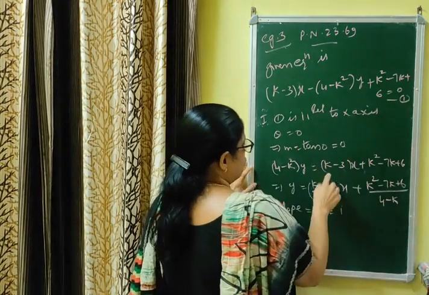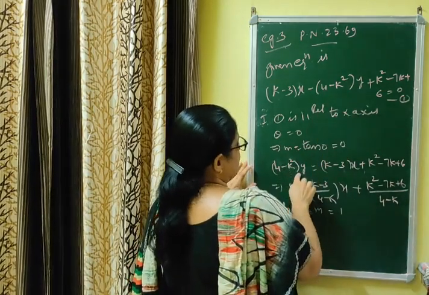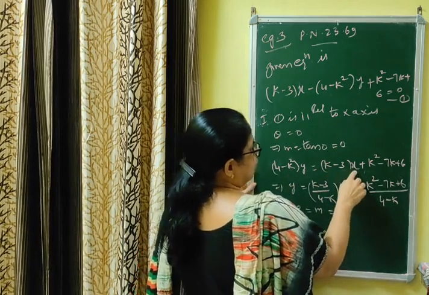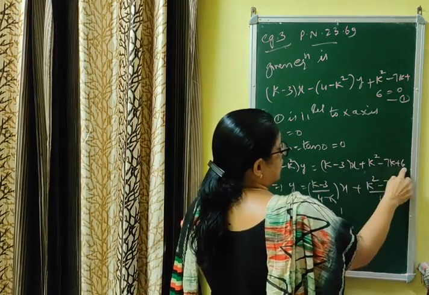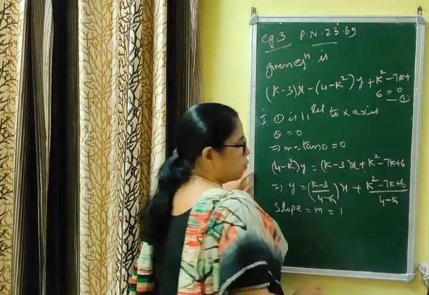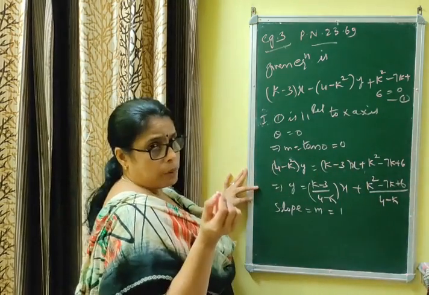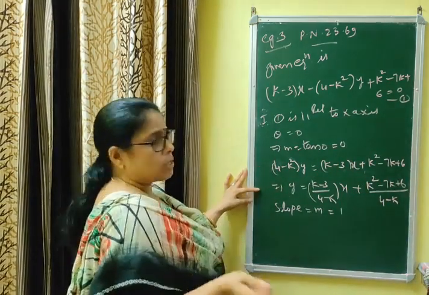4 minus k square, वापस चेक करना. 4 minus k square into y equal to k minus 3 into x plus k square minus 7k plus 6. एक स्क्वायर लगाना भूल गए, ध्यान से करना. ऐसे सिंपल मिस्टेक सारे आंसर को गलत कर देंगे.